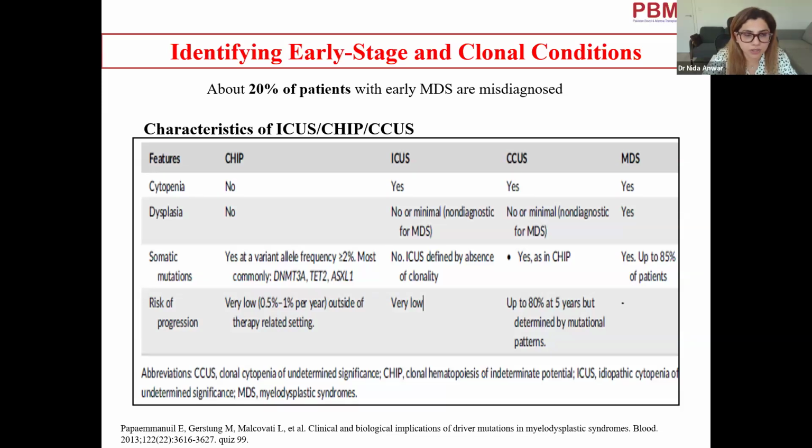CHIP is clonal hematopoiesis of indeterminate potential, where you've got no cytopenias, but there are somatic mutations at a variant allele frequency of equal to or more than 2%. The most common somatic mutations identified are DNMT3A, TET2, ASXL1, and the risk of progression of the disease is very, very low. Currently in the developed world, there are CHIP clinics where patients with CICUS and CHIP are followed, because evidence suggests a correlation between cardiovascular problems and CICUS and CHIP. So this requires monitoring.